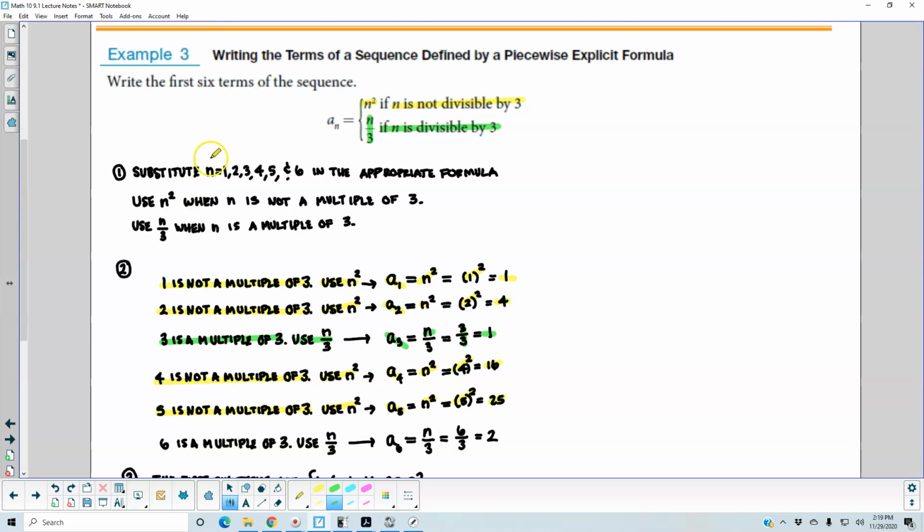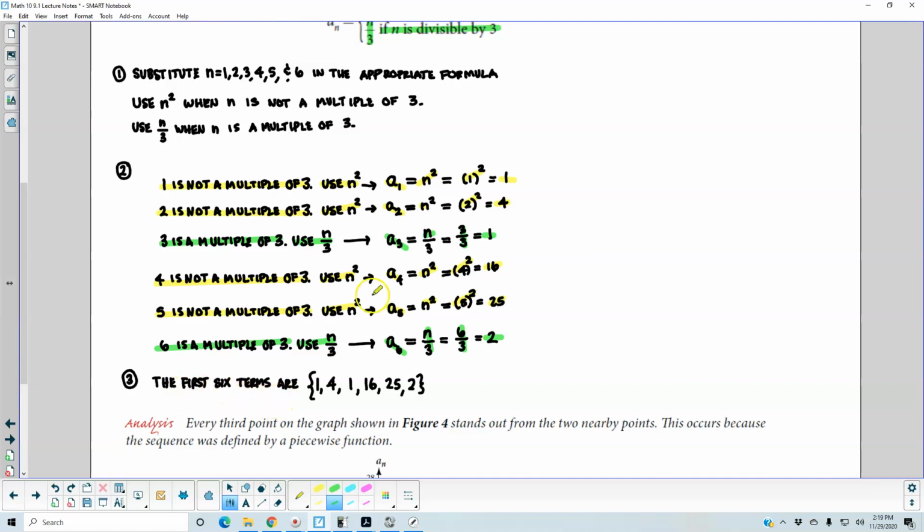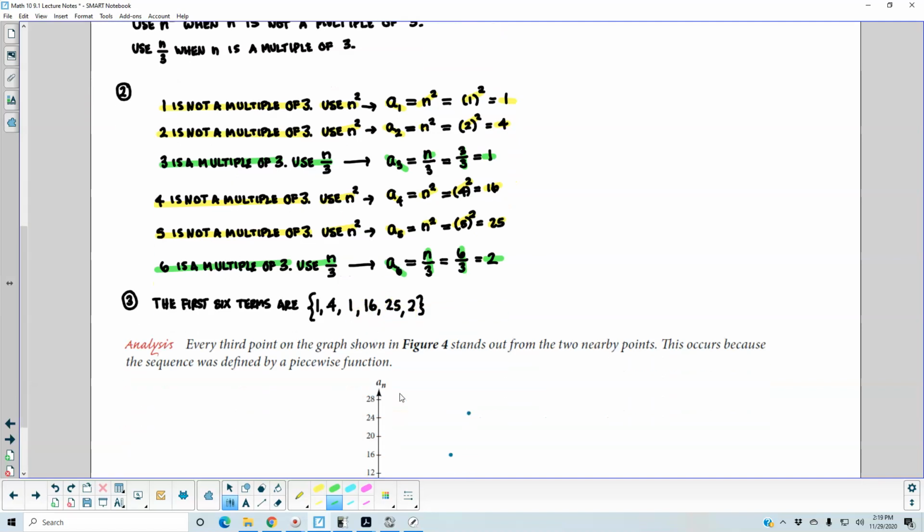The last number that we're using, for the sixth term, 6, is a multiple of 3. So we're going to use n divided by 3. So a subscript 6, which is the sixth term, is n divided by 3, and 6 divided by 3 gives us 2. And so therefore, the first 6 terms are the following: 1, 4, 1, 16, 25, and 2.